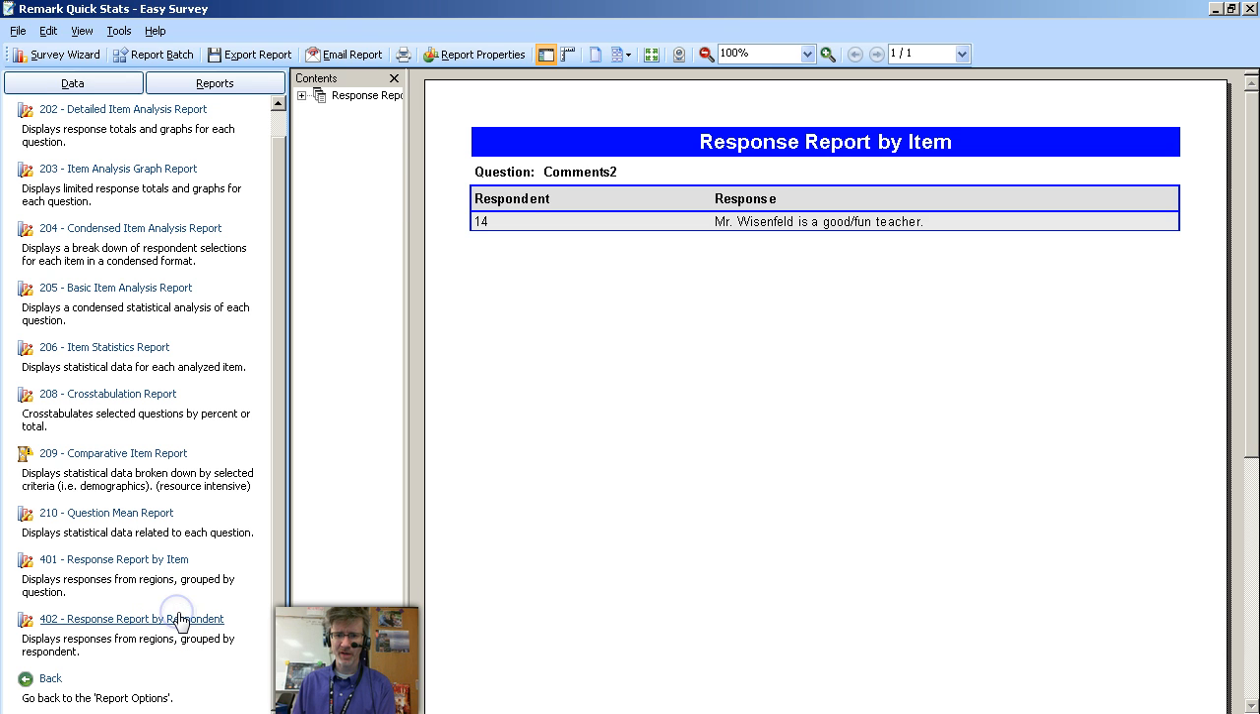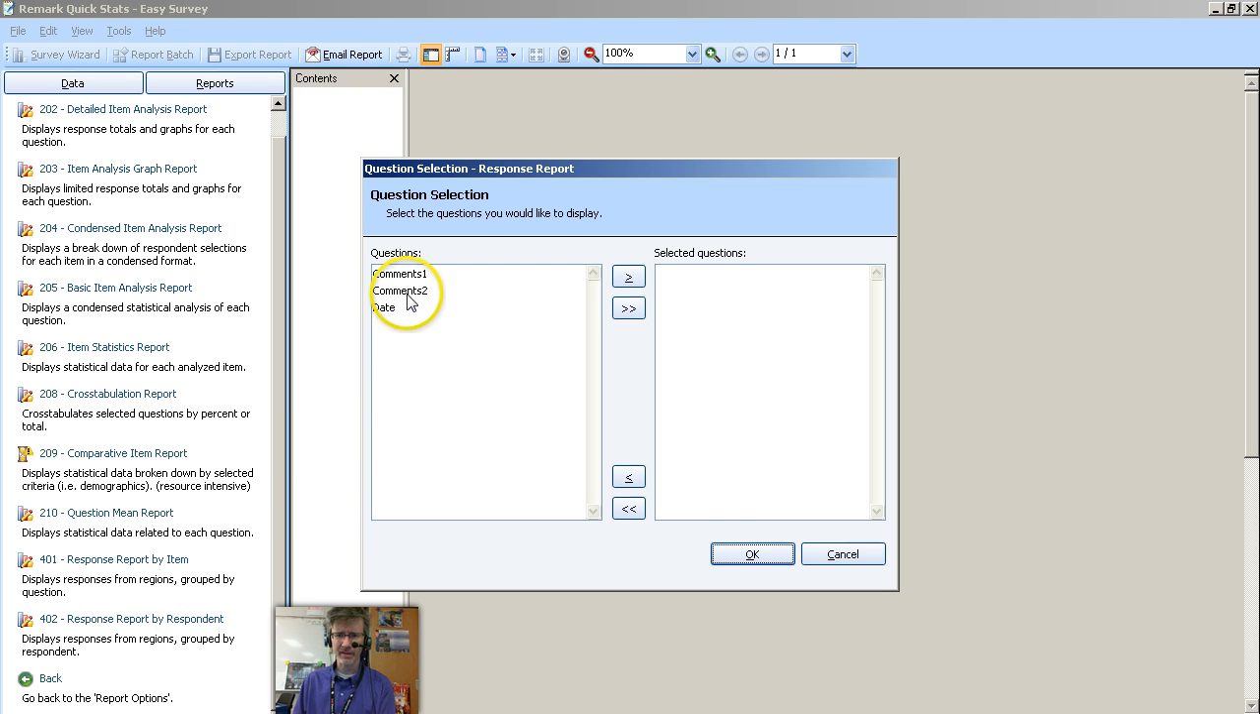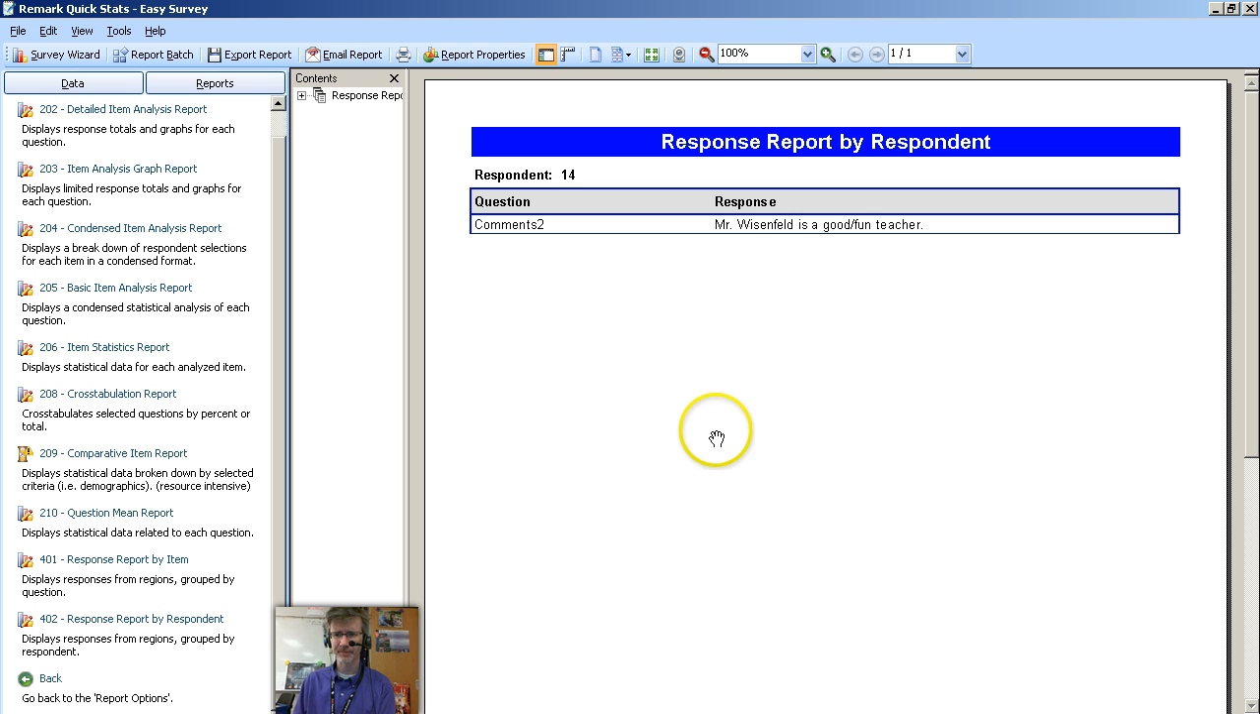Now this is a response report by respondent. Let's see here if I do that now. Oh, I see. So if you wanted to see what comments were from certain people that took the quiz, you would do a response report by respondent. So I think that's about it for the reports. You can export reports, you can email reports, you can define reports, you can tweak them as you want in this application. And this is the Remark Quick Stats section.